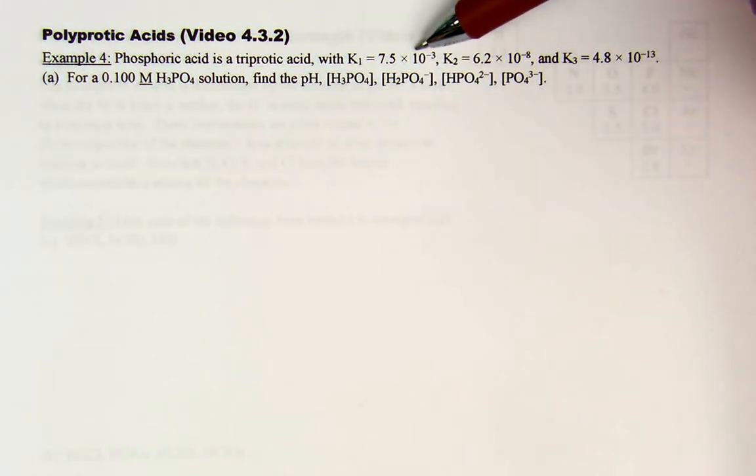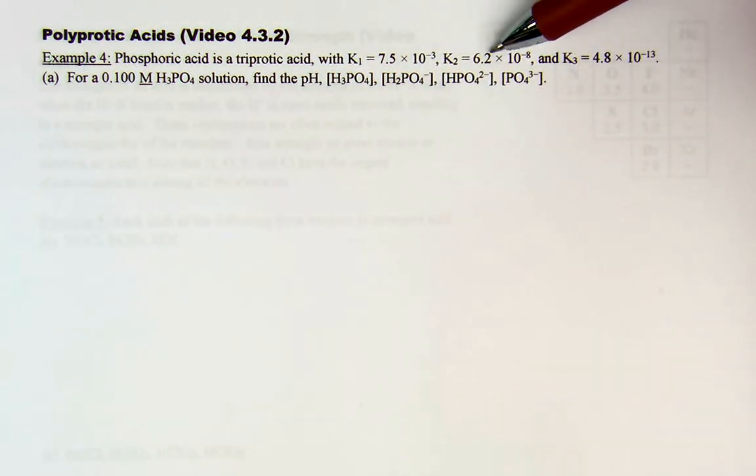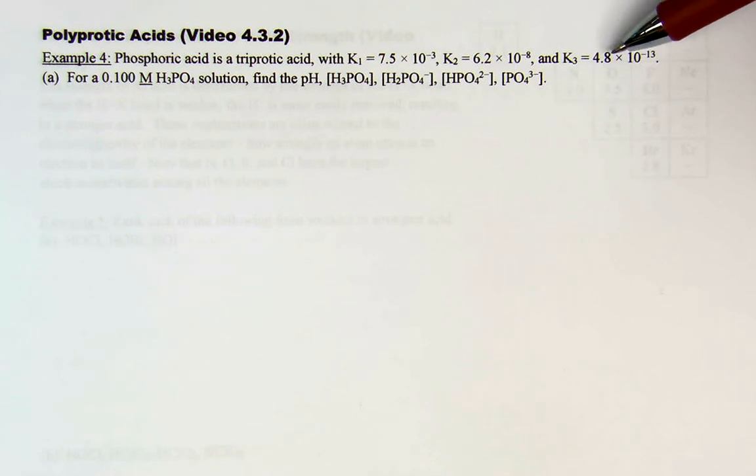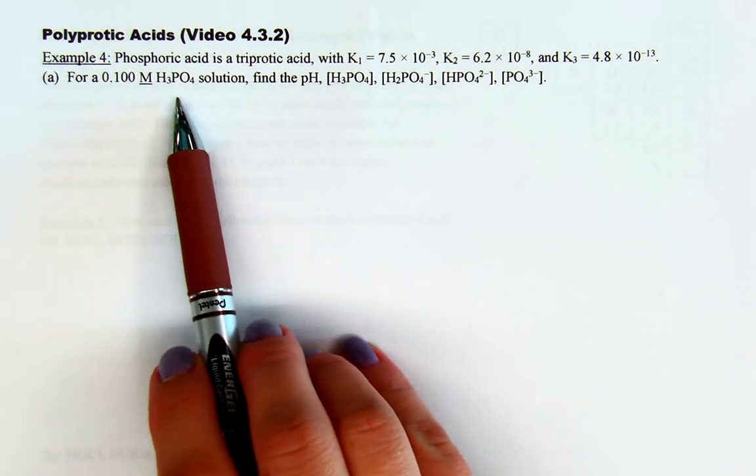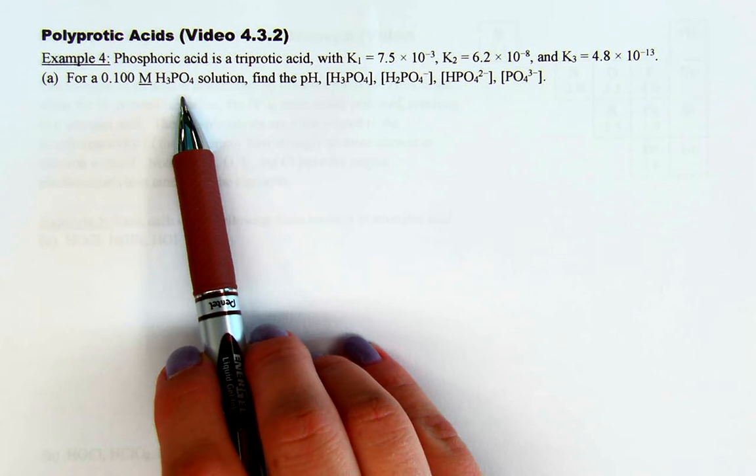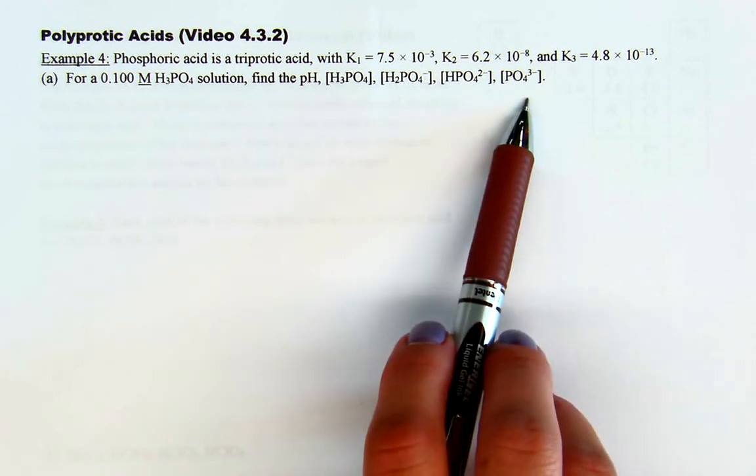So Ka1 is for the first proton to come off, Ka2 is for the second proton to come off, and then Ka3 is for the third proton to come off. Okay, so we're starting with a 0.1 molar H3PO4, that's phosphoric acid solution. We're going to find the pH and the concentration of all these things.